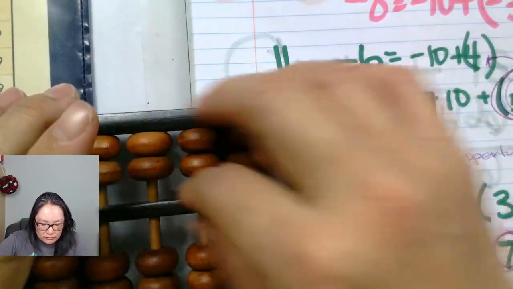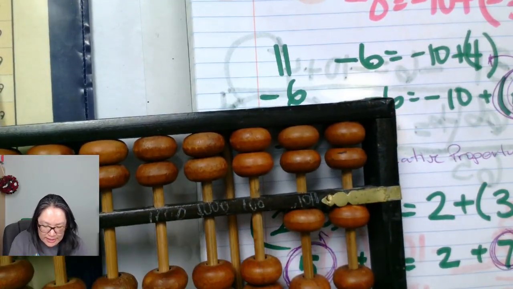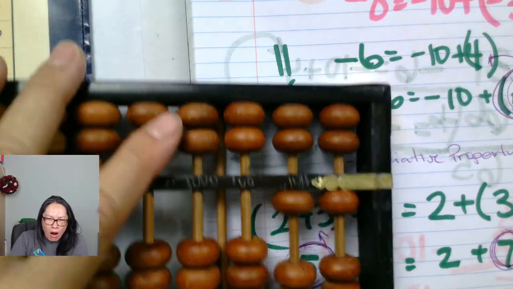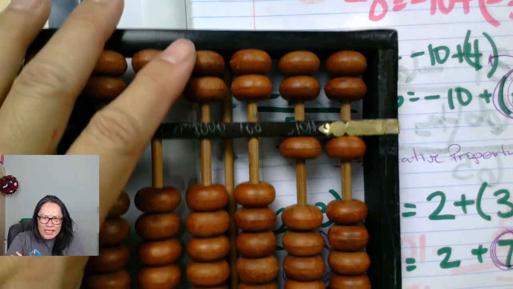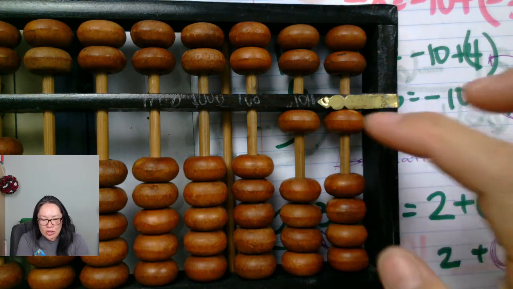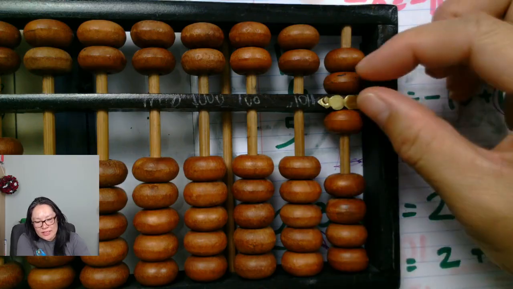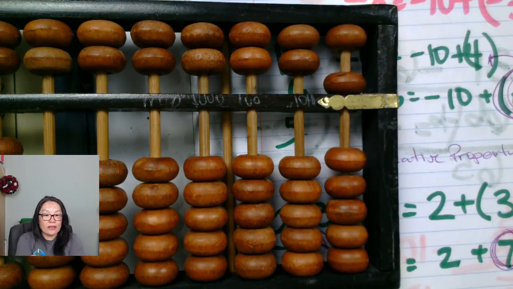So if I have 11, and I need to take away 6. How do I take away 6? Oh, I see. So you can trade this in and do that. And then you take away the 6. You could do that. Wow, that was kind of cool.